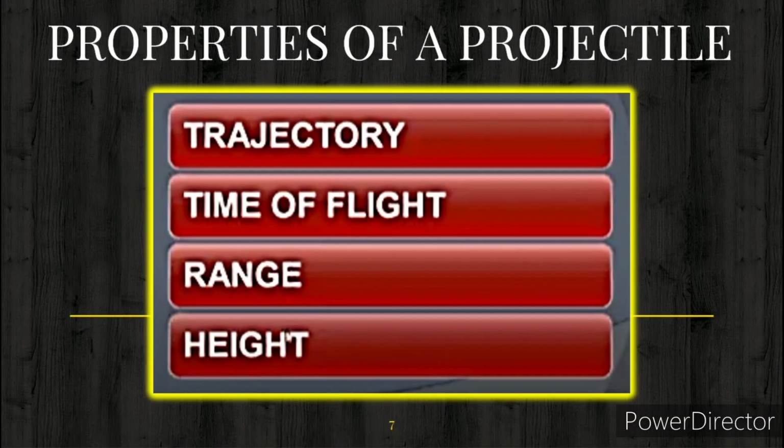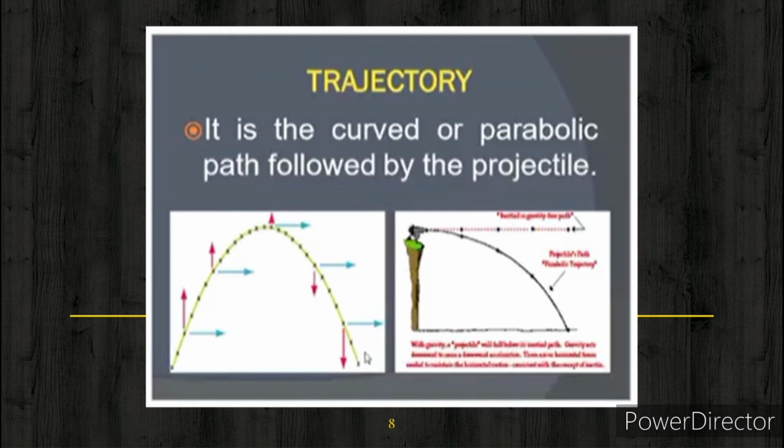Properties of a projectile. Meron tayong trajectory, time of flight, range, and height. Isa-isahin natin. Let's go first with the trajectory. It is the curve or parabolic path followed by the projectile. Ibig sabihin, parabola, pa-curve. It can be in full or it can be in half. Titignan natin yan mamaya.